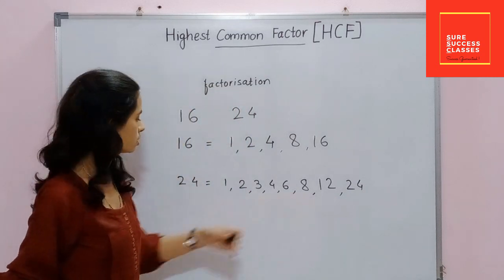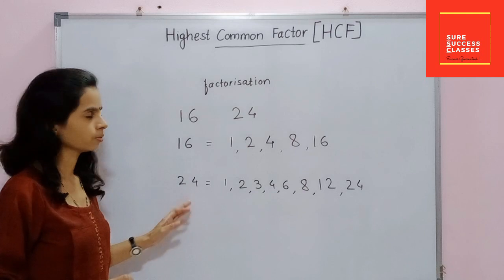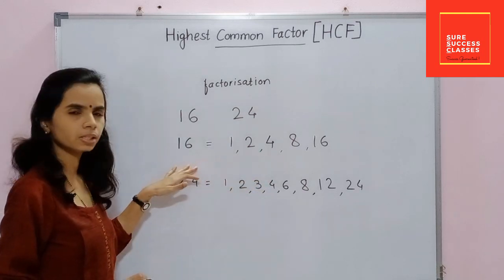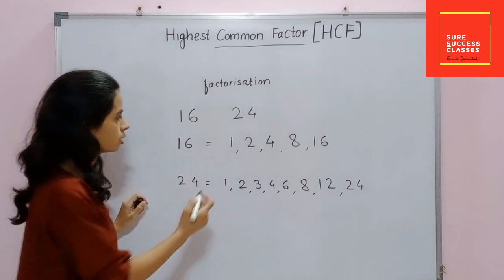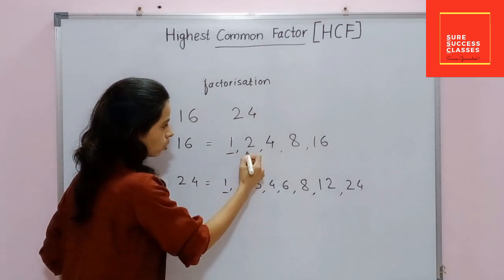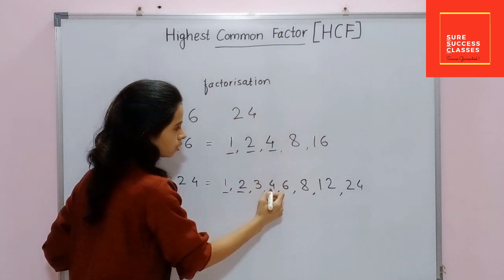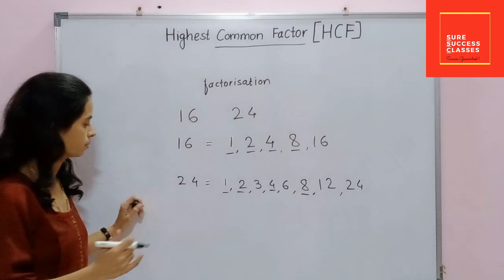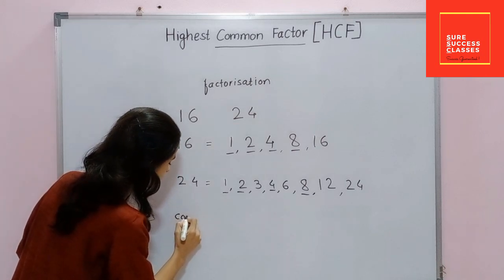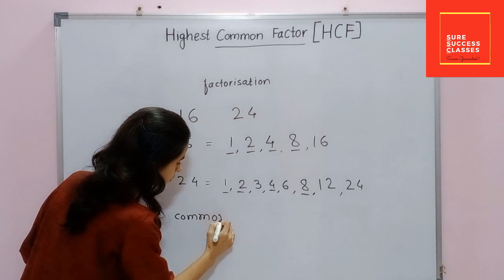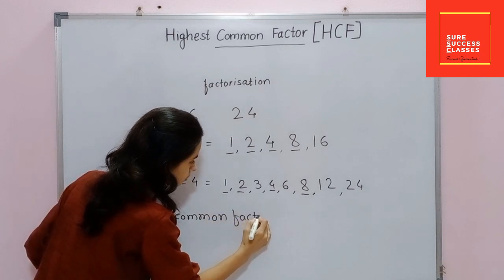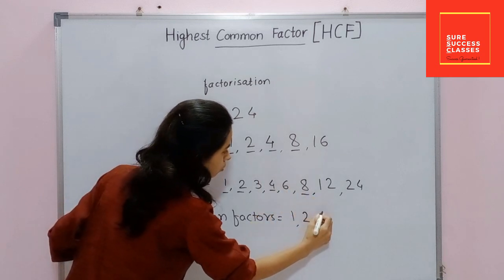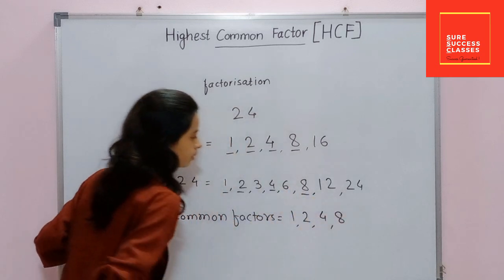In these tables we will get 24. So these are the factors of 24 and these are the factors of 16. In both the numbers, some numbers are common. These numbers are common, so these are the common factors. Common factors are 1, 2, 4 and 8.